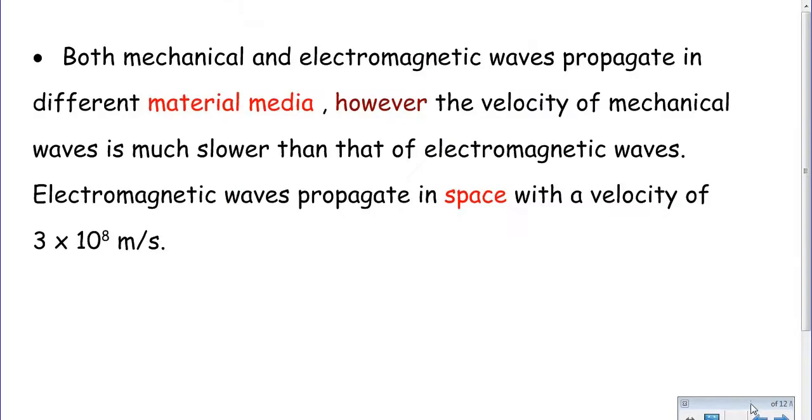So mechanical energy and electromagnetic energy propagate in different materials. However, the velocity of mechanical waves is much slower than that of electromagnetic waves. Electromagnetic waves can propagate through space with a great velocity, which is 3 by 10 power 8 meters per second. This speed is the speed of light through air or through space.